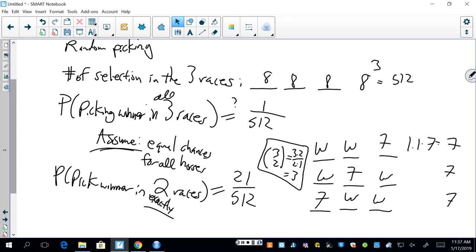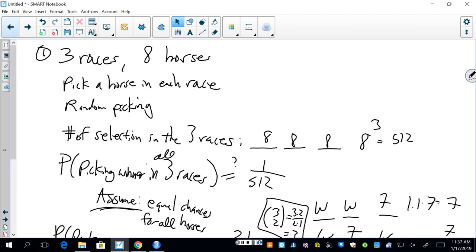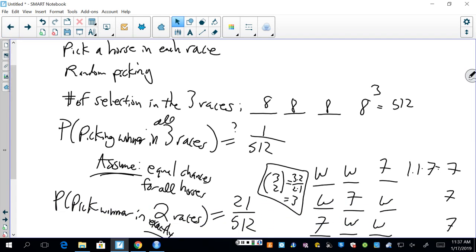Okay. Maybe we'll do one other kind of like that. Any questions about that one? So 21 out of 512 is completely random, and there's really no advantage of any horse that you would get these 2 winners.